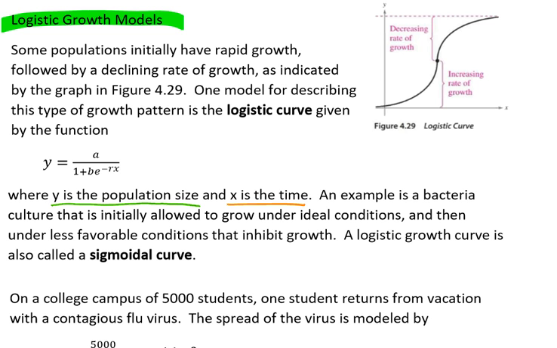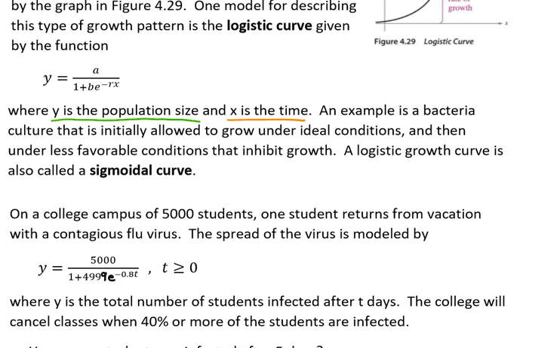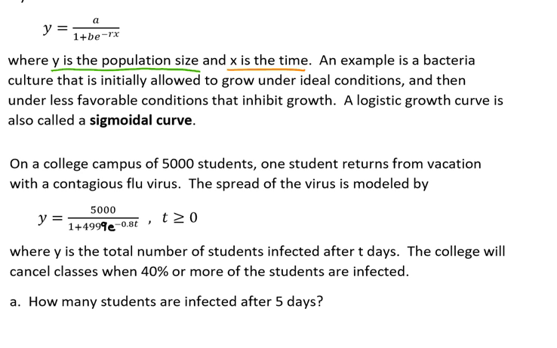Let's do an example. On a college campus of 5,000 students, one of the students returned from vacation with a contagious flu virus. The spread of the virus is modeled by y equals 5,000 divided by 1 plus 4,999 times e raised to the negative 0.8 t, where t is greater than or equal to 0. Y is also the total number of students infected after t days. The college will cancel classes when 40% or more of the students are infected. Our first question is, how many students are infected after 5 days?